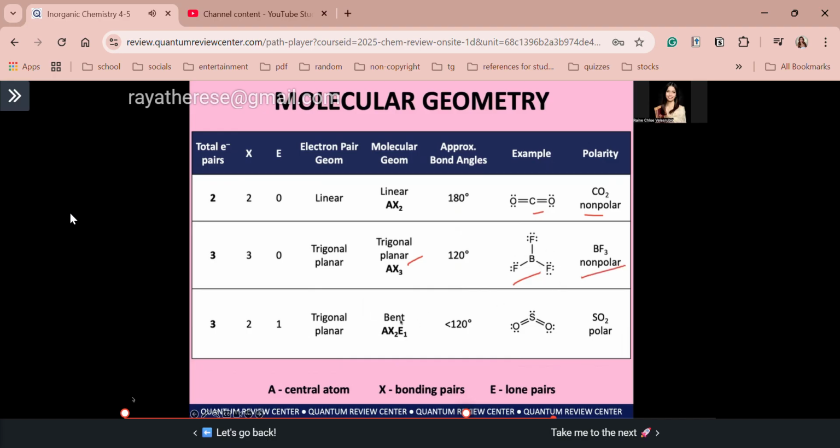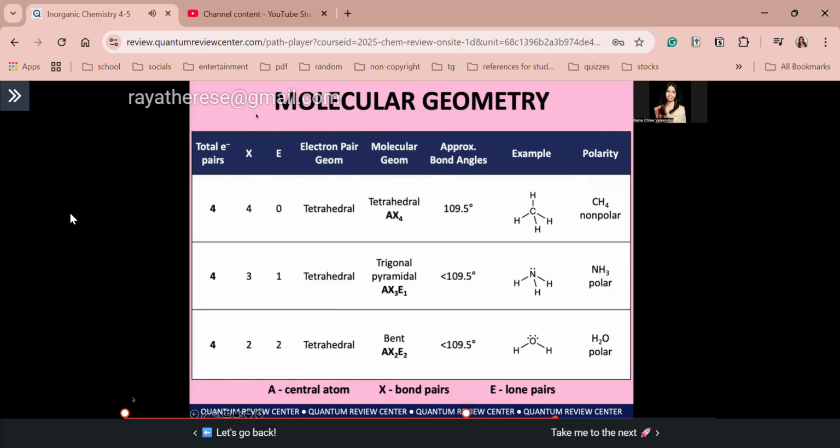Next, okay, for bent molecular geometry, SO2, sulfur dioxide. Okay, so sulfur dioxide, as discussed kanina, is polar. Okay, because you have a net dipole. So ito plus ito equals itong nasa gitna. And you have a lone pair that will contribute to the uneven charge distribution around the SO2 molecule. That's why SO2 is polar. Next we have tetrahedral methane, we know that it is non-polar. For trigonal pyramidal ammonia, we know that it is polar because it has a net dipole na papunta kay nitrogen.